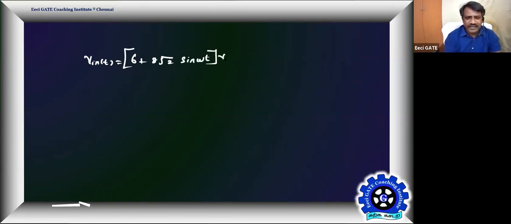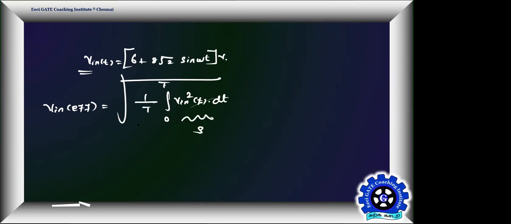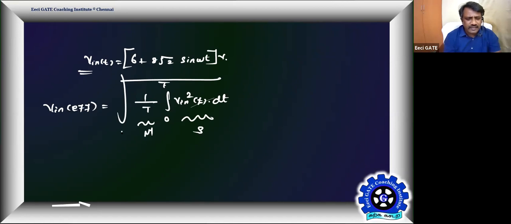Volts. Okay, that's my signal. I need its effective value. By default, as per the fundamental definition, V in effective is the root of 1 by T integral 0 to T V in square of t into dt. Agree everyone? Yes, sir. That's your square, that's your mean, that's your root. By default, we need to go for this RMS.